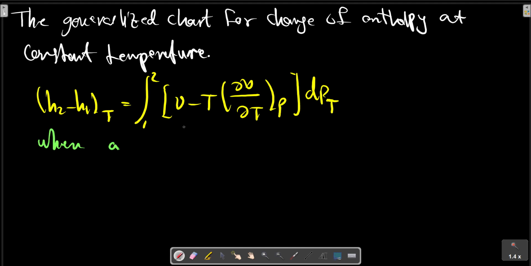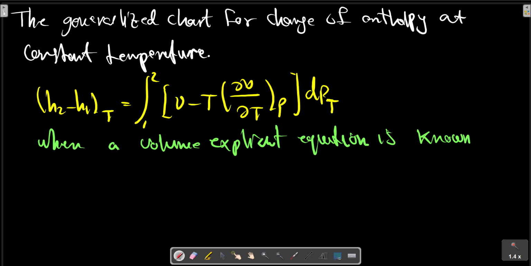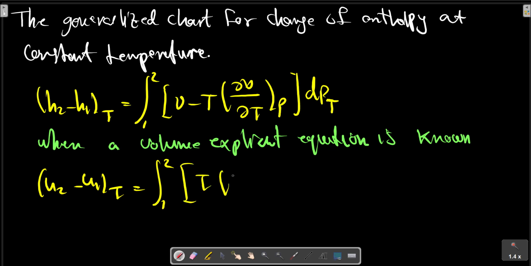Otherwise, it is more convenient to calculate the isothermal change in the internal energy, also with this relation, using the partial derivative of P with respect to T at constant V, and then calculate the change in enthalpy from this definition.